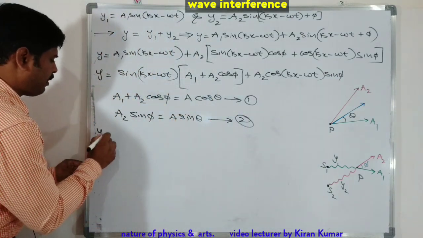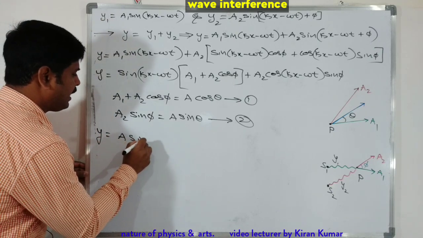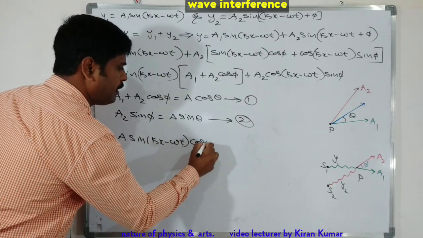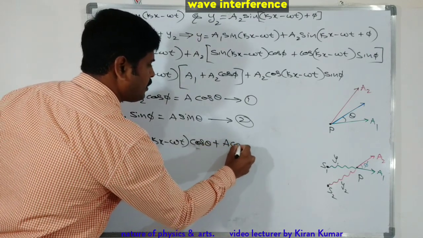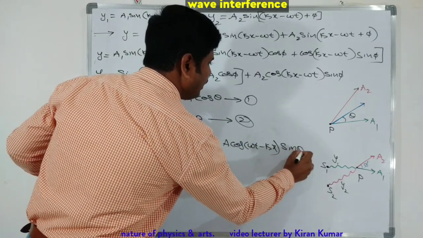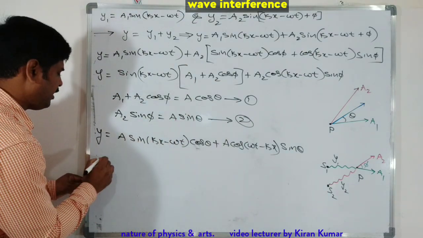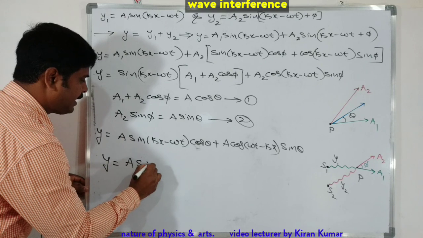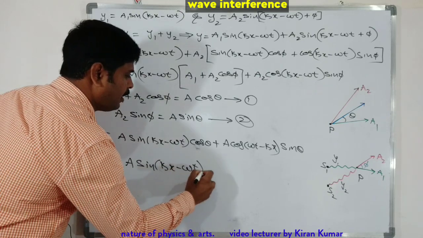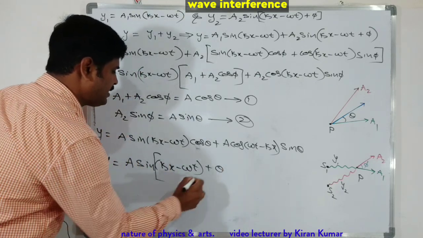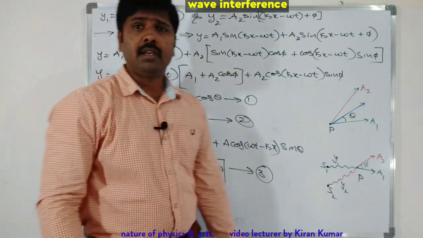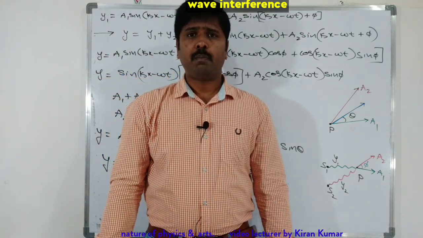Then the resultant equation y is equal to A sine kx minus omega t cos theta plus A cos omega t minus kx into sine theta after replacing the values. Then this equation is y is equal to A sine kx minus omega t plus theta. So this equation is represented as equation 3. Equation 3 represents the interference of the wave. Please copy this.